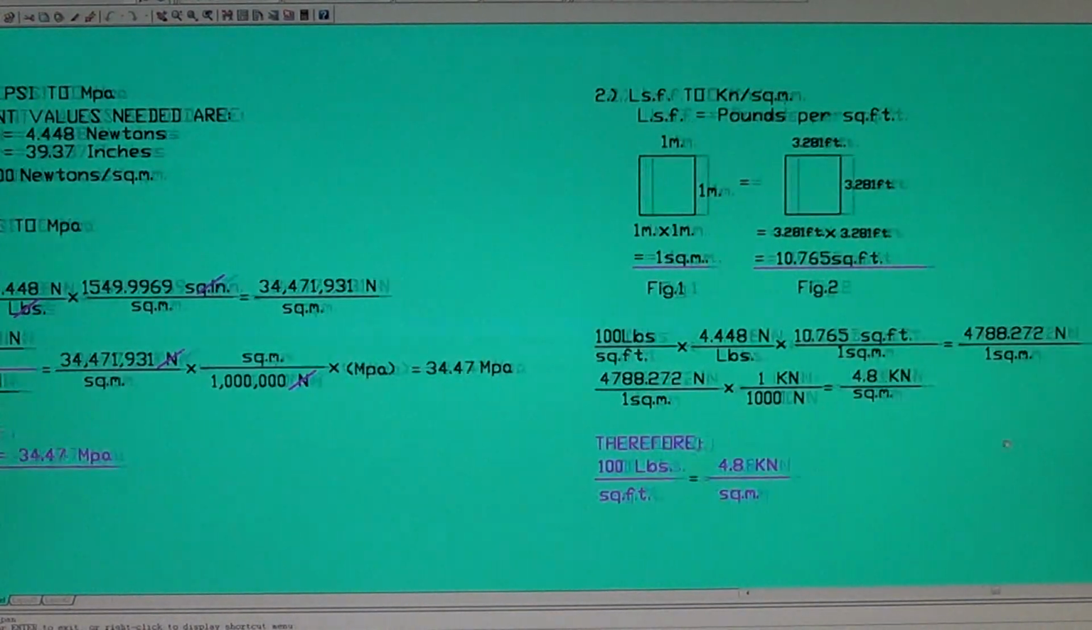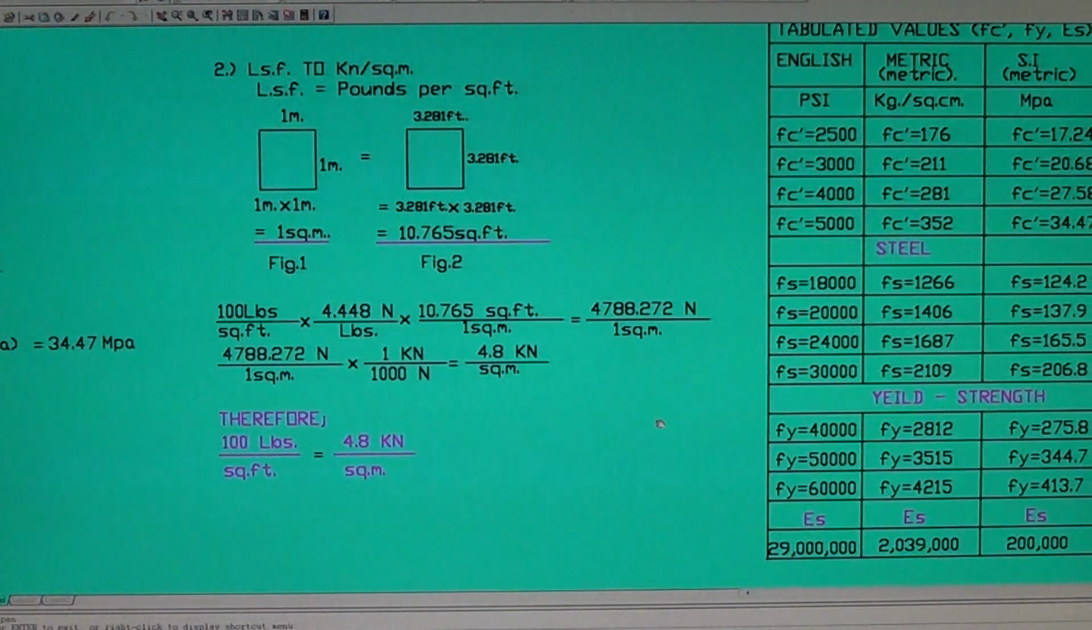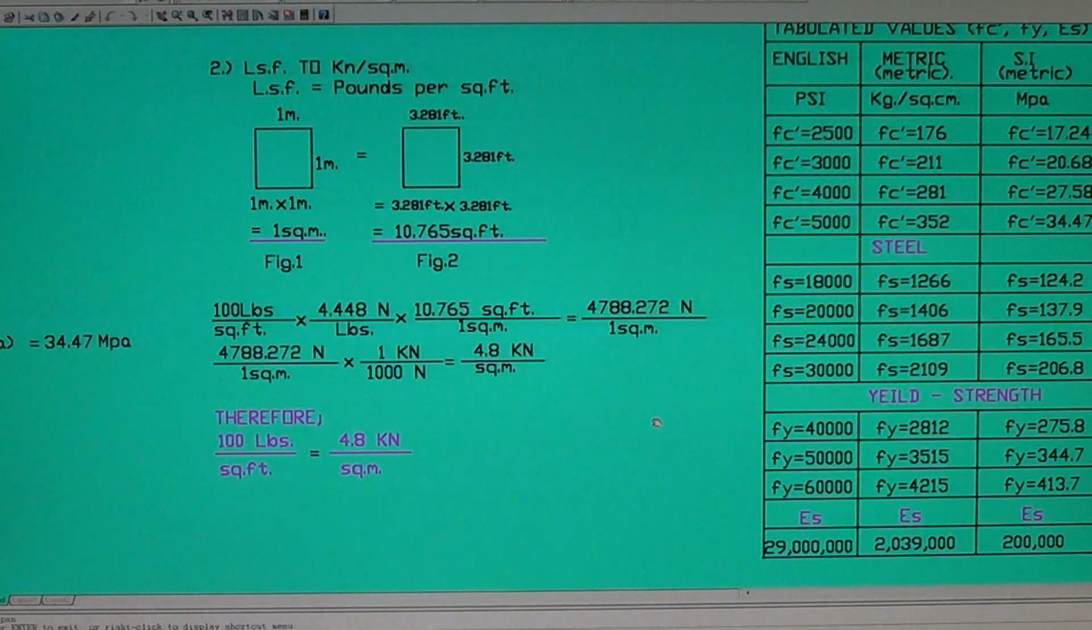Now we have another one here. Pounds per square foot to kilonewton per square meter. So lbs/sf is pounds per square foot. Again, you have to draw the equivalent of 1 meter square equal to a foot square. In 1 meter there are 3.281 feet, and you draw a square there and then put the dimension there.